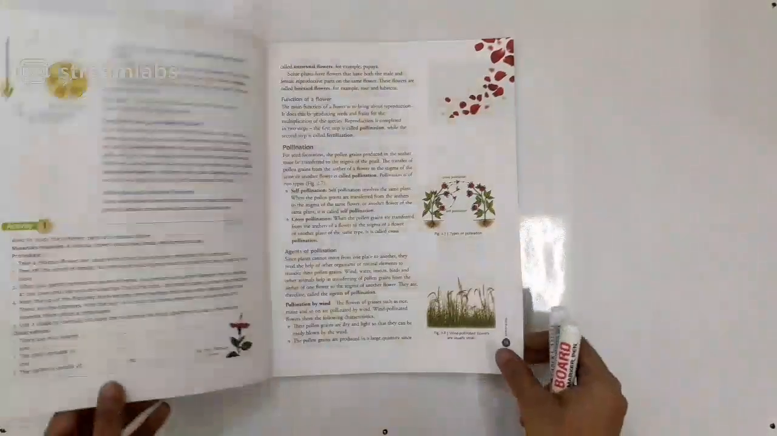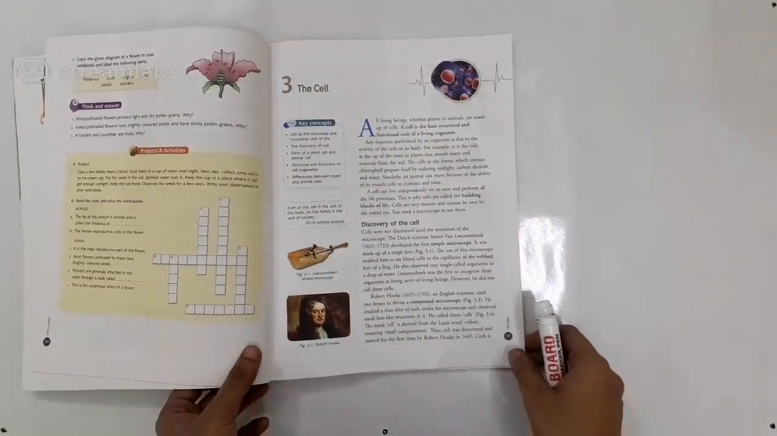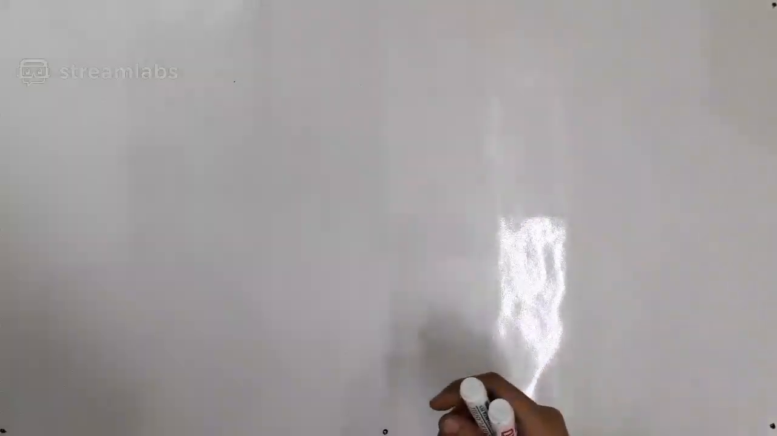Today we will be continuing chapter number 3, that is the cell. In the previous class we discussed the cell theory and the scientists who discovered the cell. Let us recall.